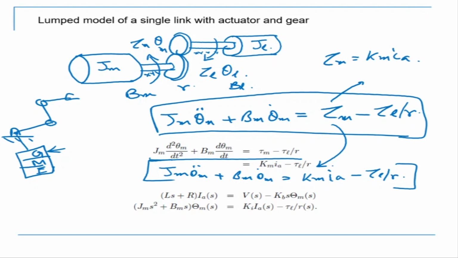So one was an equation of the armature. The second is the motor and the link, actually the torque that is being generated by the motor, which is being used to rotate the link.